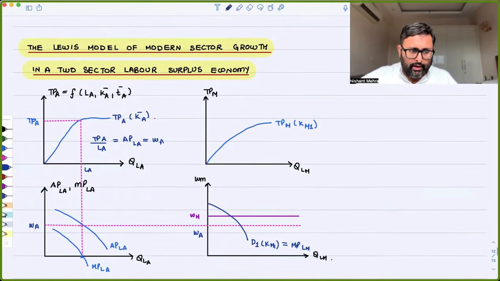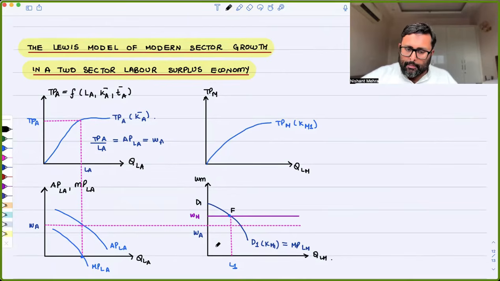So the industrial sector is going to employ till where? Till this point. Initially, this is the amount of labor which is going to be employed. This is the amount of labor which is going to be employed. And this is D1. This is point F. You with me?